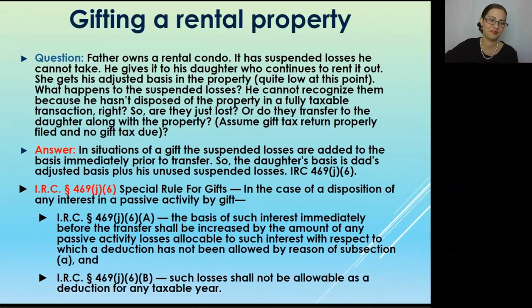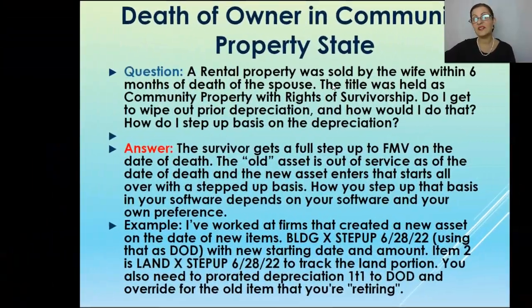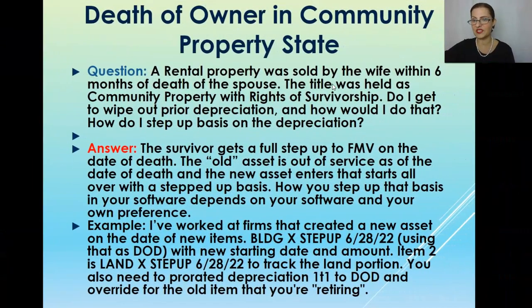Okay, death of an owner in a community property state. So now we're talking about a married couple. In this case, you have a situation where it's a rental property. So this is not their main home. Okay, this is a rental property, so it's business property. And it's a married couple, and the husband died. So the rental property was sold by the wife within 6 months of the death of the spouse. The title was held as community property with rights of survivorship.